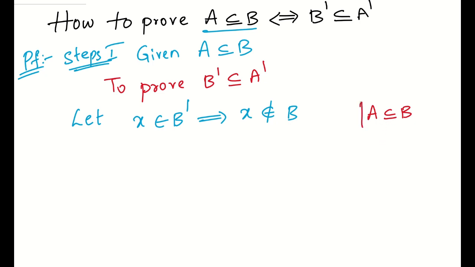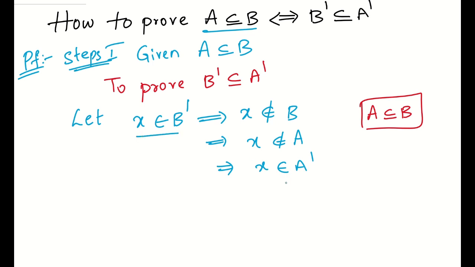Why? Because A is a subset of B. I'll be using this property here. So from this I can say that x does not belong to the set A. Agree. So if x does not belong to set A, what is the meaning here? x must belong to A complement. Agree. So from this statement, I can say that B complement is a subset of A complement, right? So this is possible if and only if A is a subset of B. So the first side of the proof is done, right?